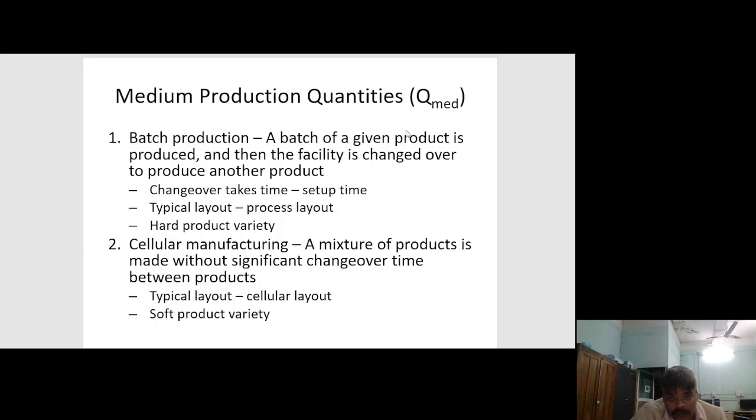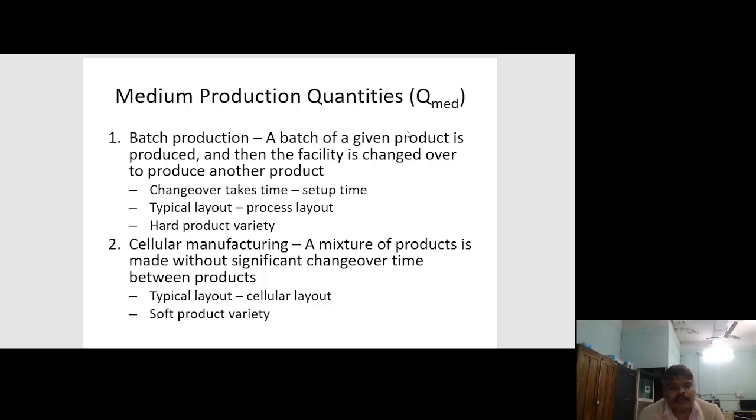Medium production quantity, batch production. A batch of a given product is produced and then the facility is changed over to produce another product. Changeover takes time, setup time. Typical layout: process layout. Hard product variety.